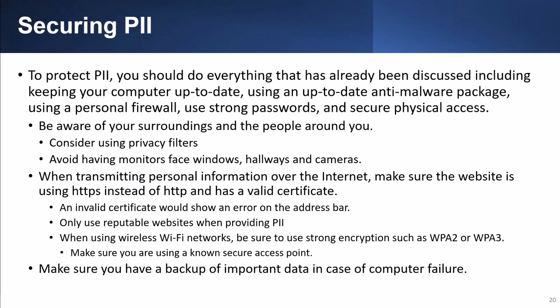When transmitting personal information over the internet, make sure that the website is using HTTPS instead of HTTP and has a valid certificate. An invalid certificate should show an error on the address bar. Only use reputable websites when providing PII. When using wireless Wi-Fi networks, be sure to use strong encryption such as WPA2 or WPA3. Make sure you use a known secure access point. Make sure you have a backup of important data in case of computer failure.